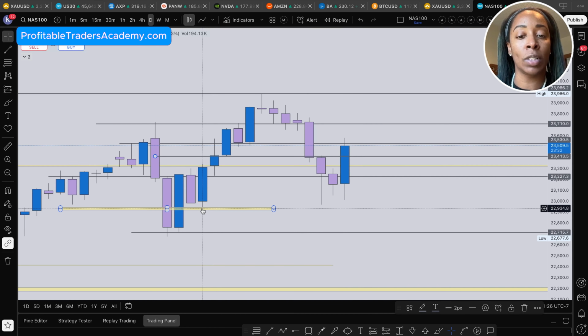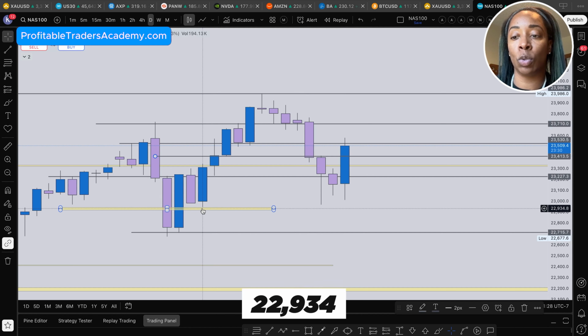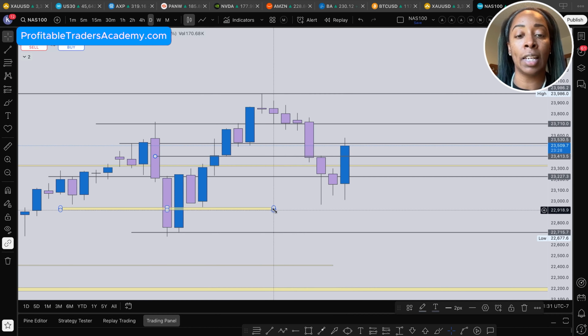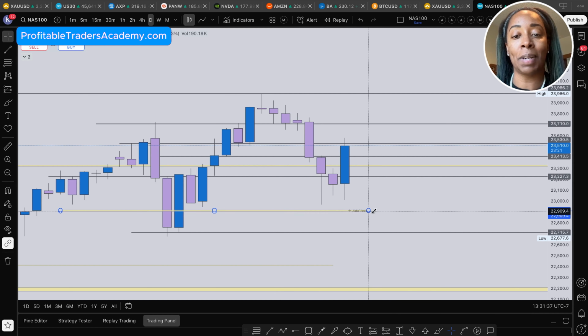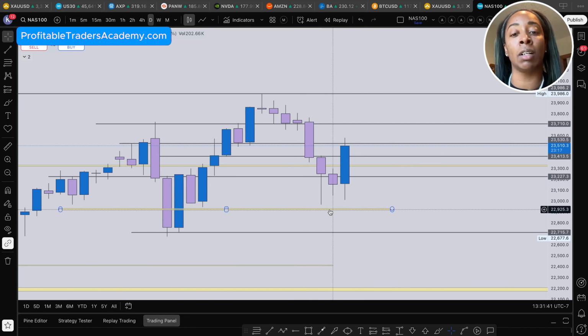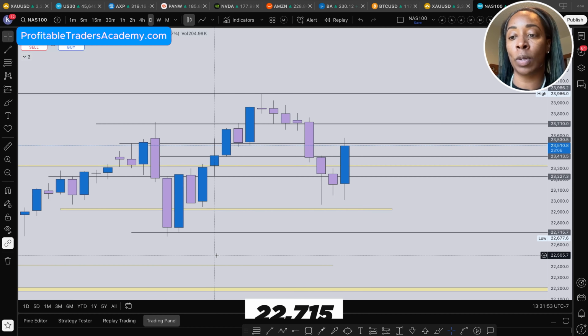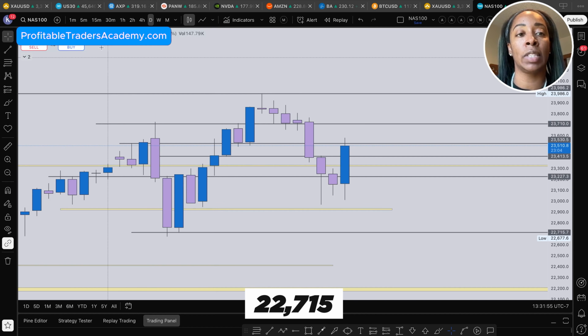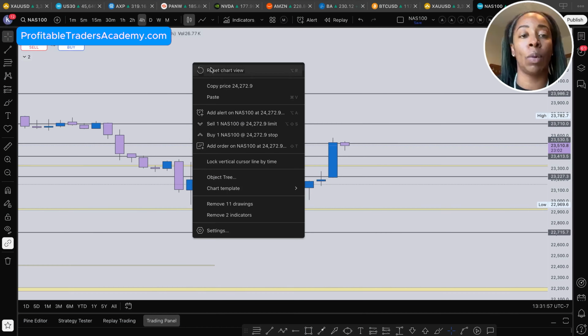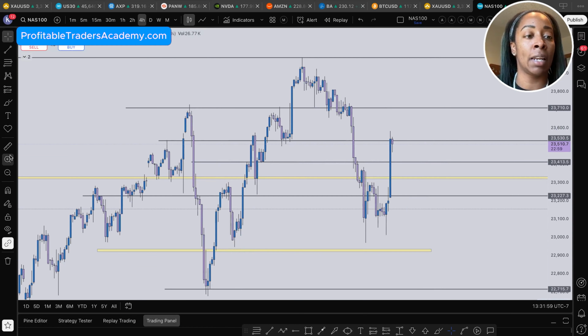And then I do want to call out this level here at 22,934. And the other thing I want to do on this time frame is stretch this out just a little bit, because even though price did not come to this zone exactly, it got really close. So I definitely want to pay attention to it on lower time frames. And this last level that I'll probably call out on this market is at 22,715. So let's go down to H4 so that we can see a lot more data and make sense of these zones.